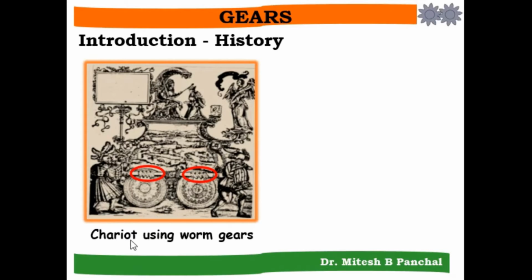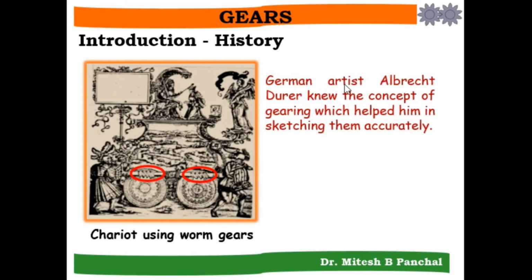This is nothing but the sketch of the chariot using the worm gears. The German artist Albrecht Dürer knew the concept of gearing, which helped him in sketching them accurately. See over here, these two highlighted or marked components are nothing but the worm gear mechanism. These two, one over here and this worm, will form a worm gear mechanism.